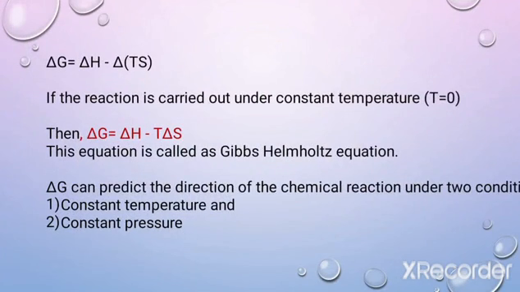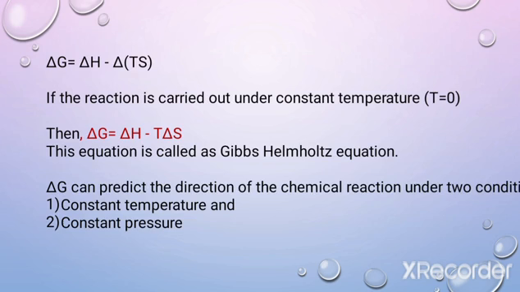The formula for Gibbs free energy change is delta G = delta H - delta (TS). If the reaction is carried out at constant temperature, where delta T is equal to 0, then the above equation can be written as delta G = delta H - T delta S. This equation is called the Gibbs-Helmholtz equation.